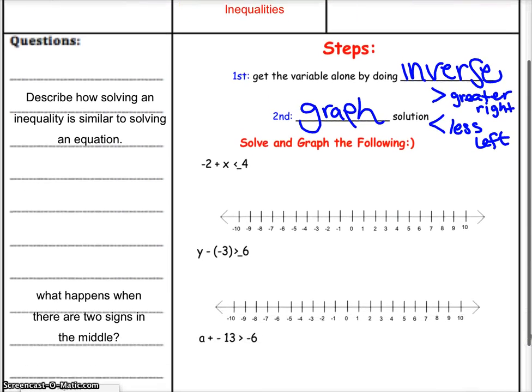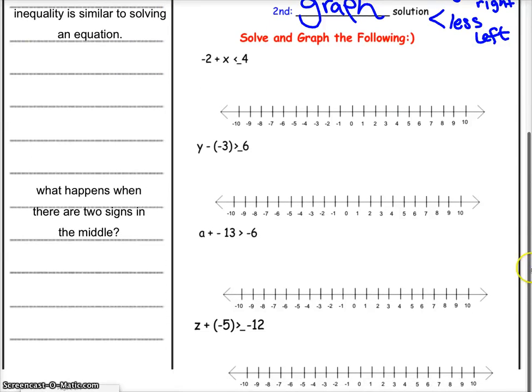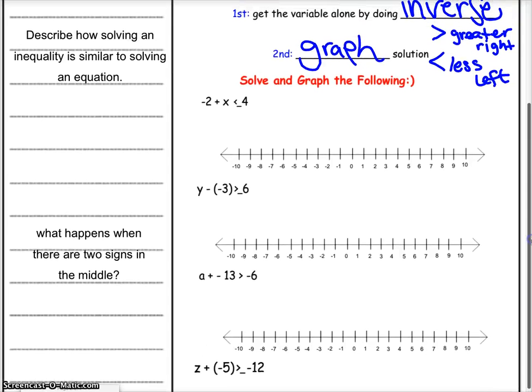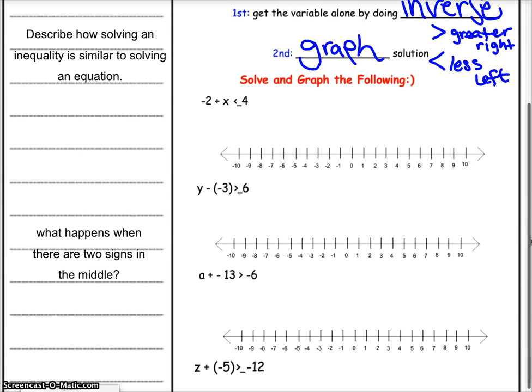All right, here we go. We're going to solve and graph. So, -2 plus x is less than or equal to 4. What do I need to move? The -2, right? How do you move -2? No, it's negative. No, you just add it. We're thinking too much over this. You just add it. How do you move -2? You plus 2.